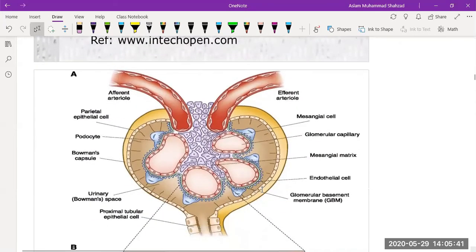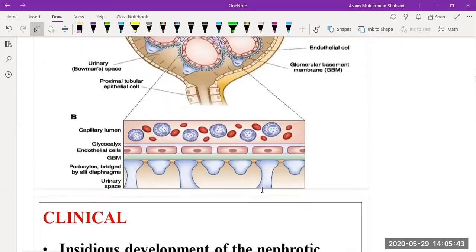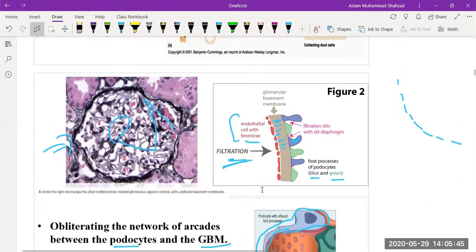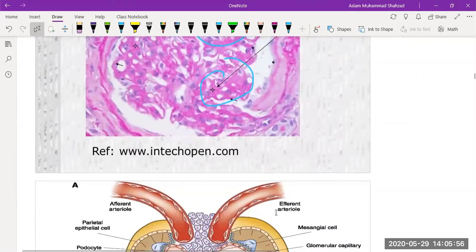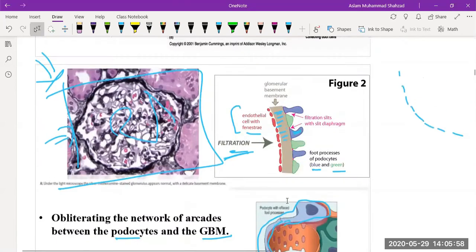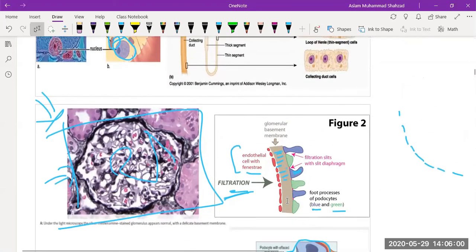But what happened if you take a look at this structure? Now take a look at this structure and compare this one with this one. You can find that the basement membrane is now not as thick as before. So that's the main thing you need to differentiate under the light microscope with delicate basement membrane.